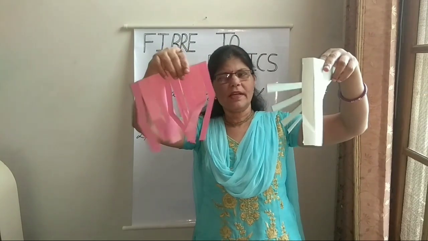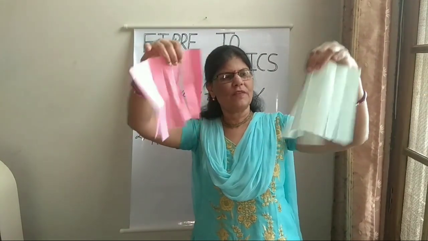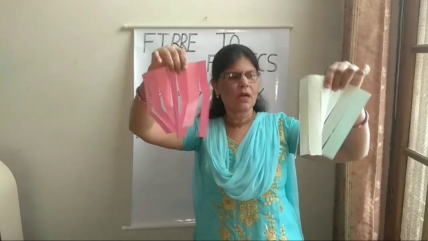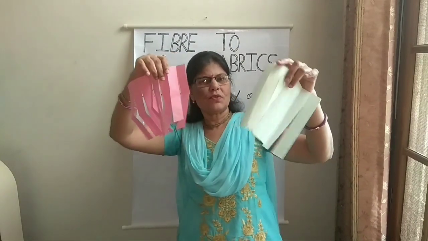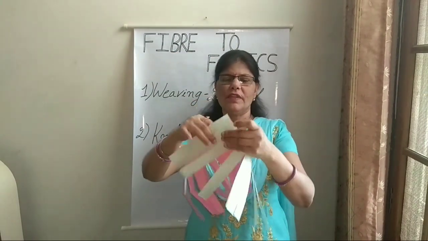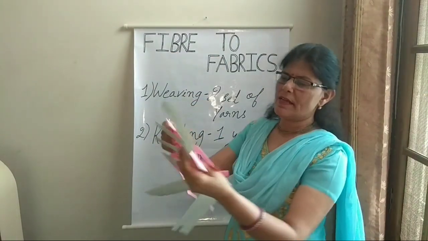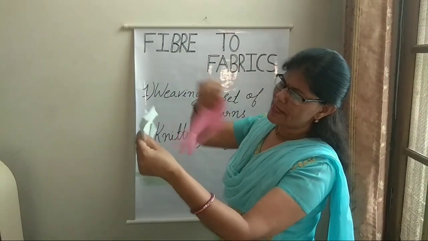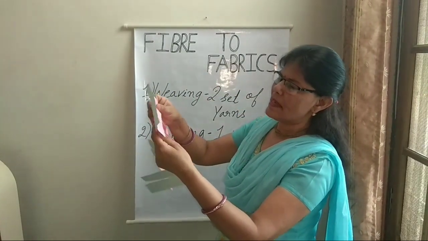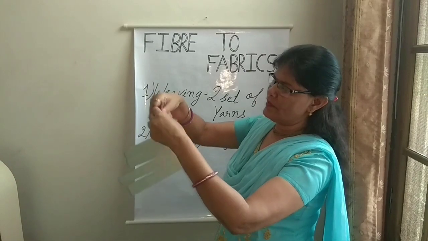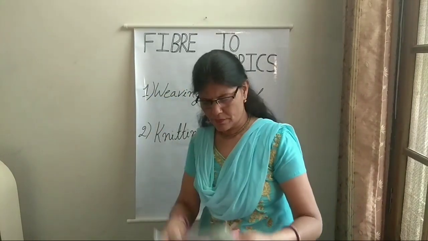Okay children, I have cut both the papers like this. You have to make this type of strips. Now start weaving. We have to weave these two, and for weaving we arrange these two papers like this. One paper like this and another paper like this, and in this way we start weaving.